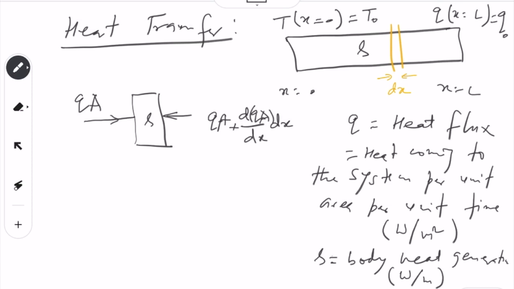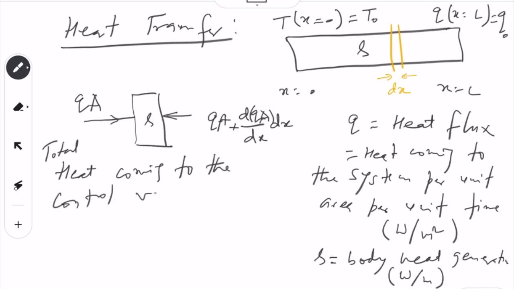Now, total heat has to be conserved. So, total heat coming to the control volume. So, this is a control volume. The length is dx, area is A. So, what do we get?